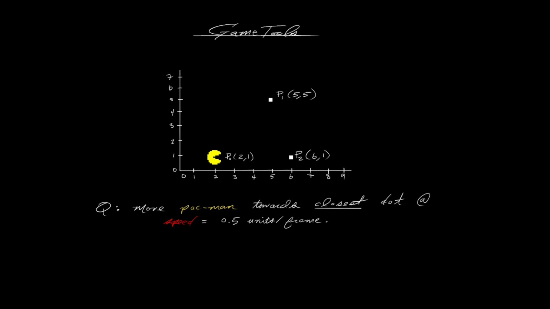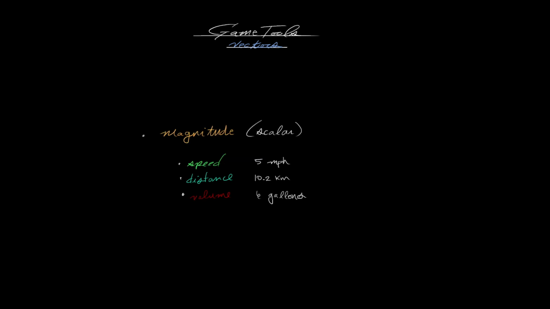Some of you might already know, but the tool that we're going to use today is vectors. I'm going to go over what those are and then give you an example of how we could solve this given problem using those tools. So a vector itself is split up into two necessary components. The first component is the magnitude. That's the scalar bit. Scalars can be represented as any kind of single number, such as speed.